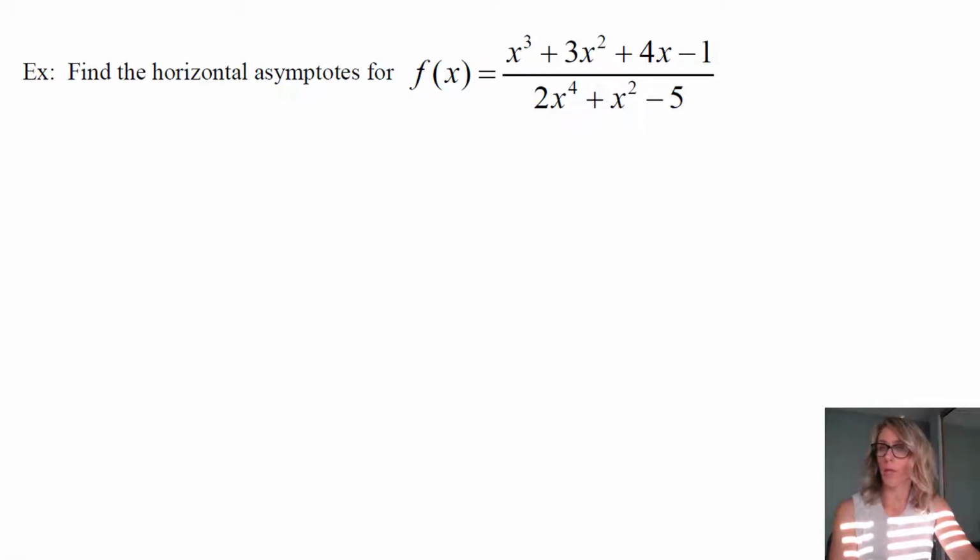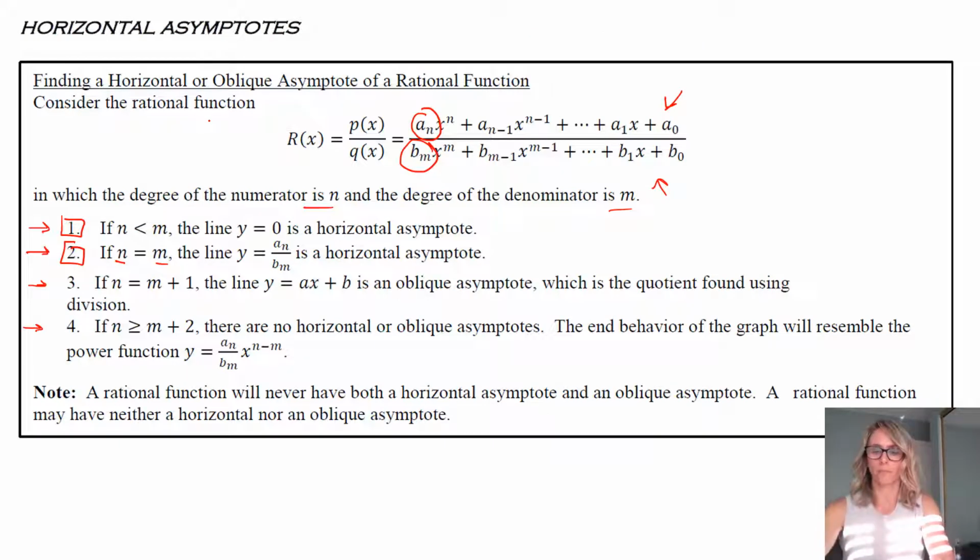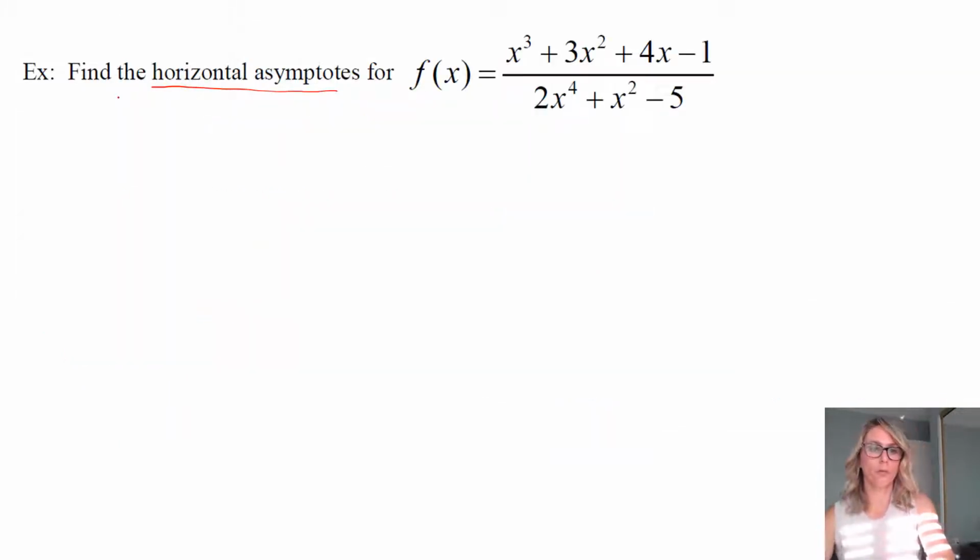So let's do a problem just looking at horizontal asymptotes. Find the horizontal asymptotes for this rational function. Now we can go back to our definition here. Actually, I should be here first. So let's look at our numerator. We have that the degree of the numerator is 3. And our denominator, we can see, has a degree of 4. So in this case, our n is less than m.